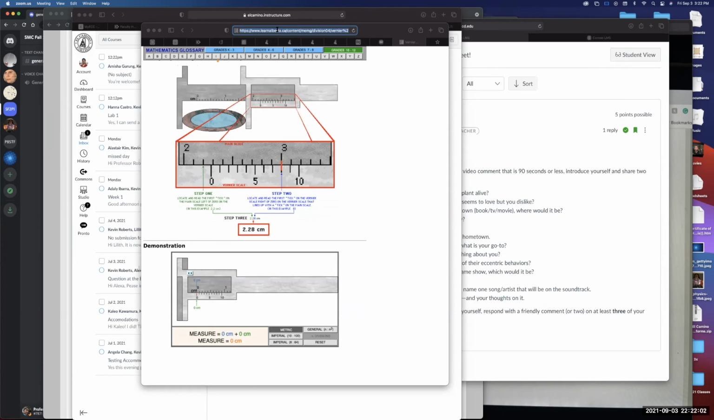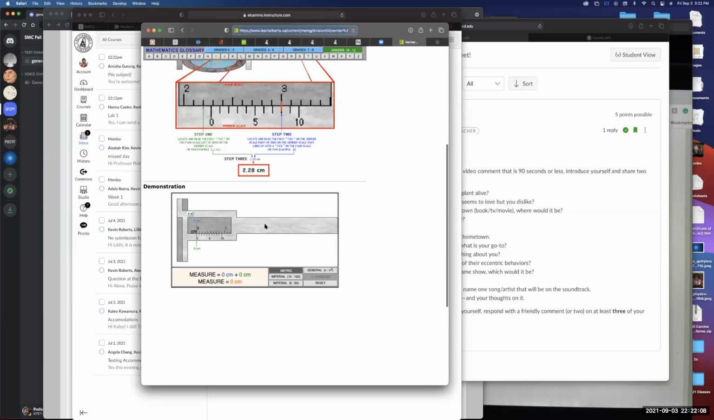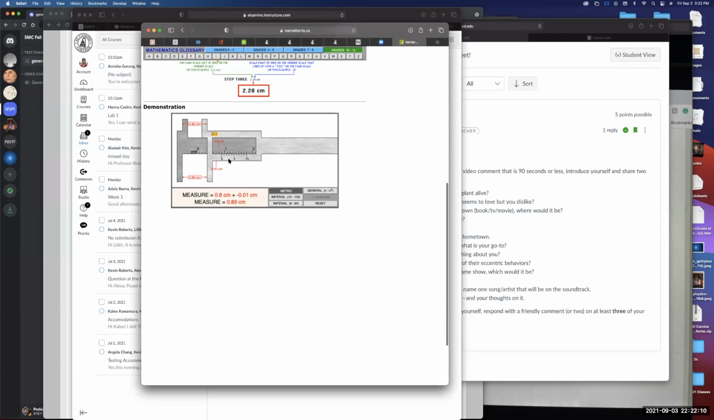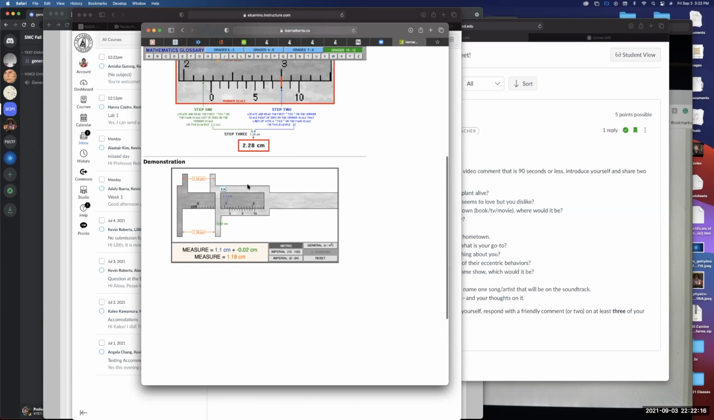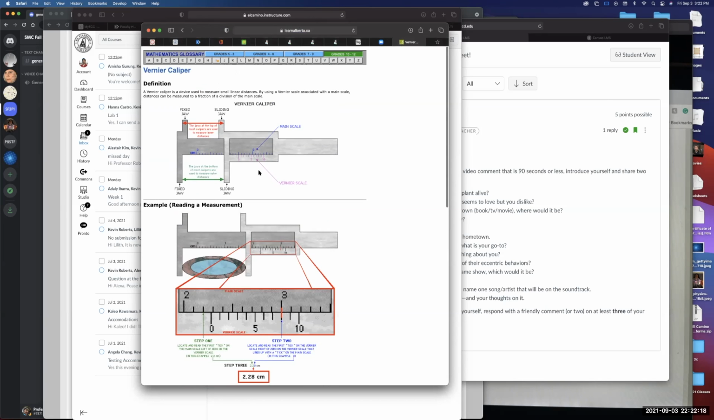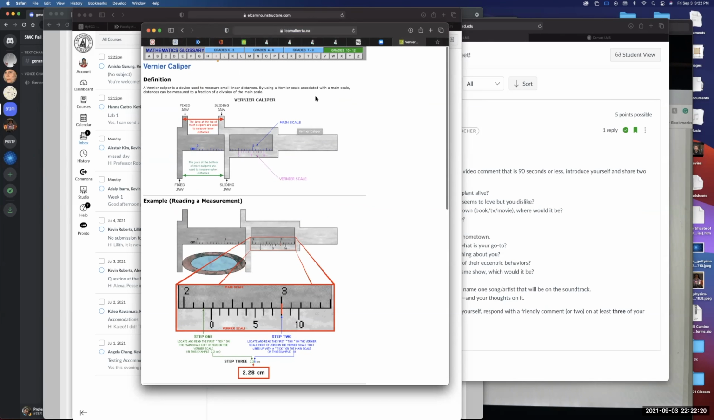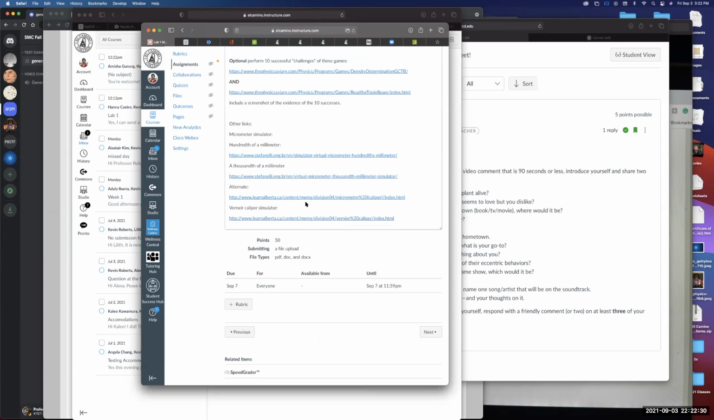So this link right here, let me put it in the chat, gives the explanation of how to read it. And you can also play around with it right here. Okay. Questions on vernier calipers. I'll also put this in the lab as well.